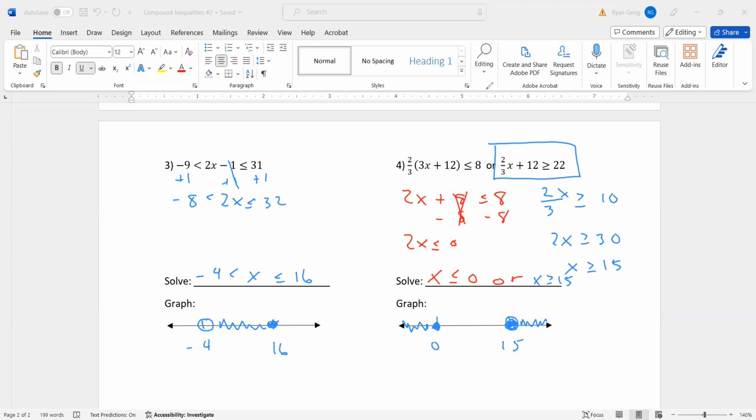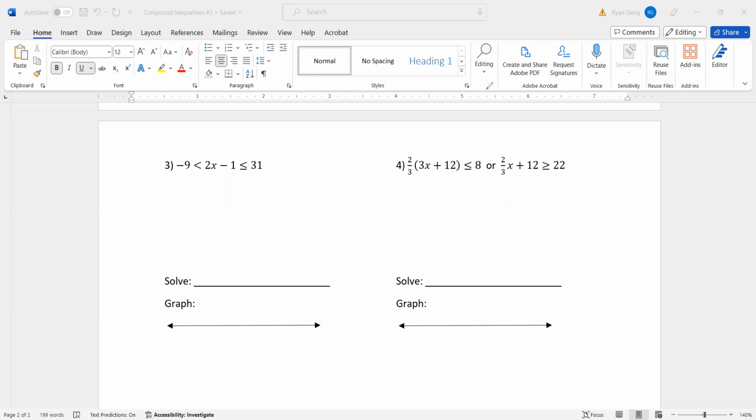x is less than 0 to the left. x is greater than 15 to the right. And that concludes Unit 1. Test will be soon.